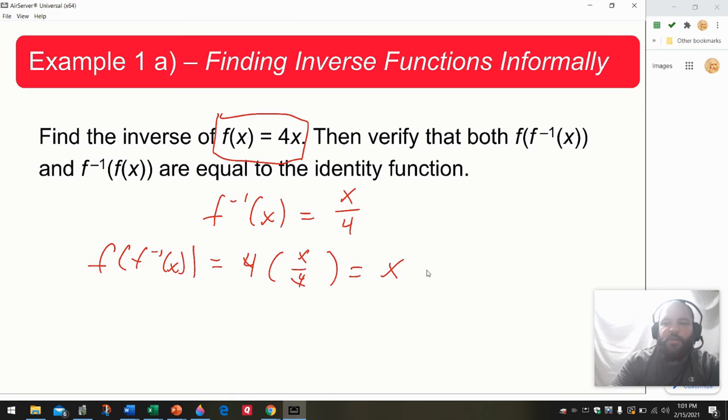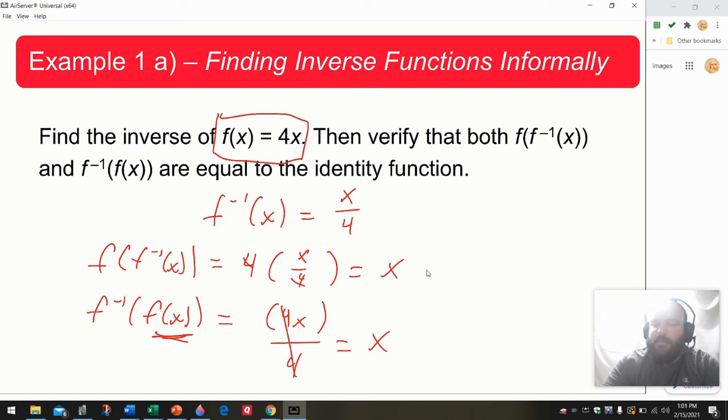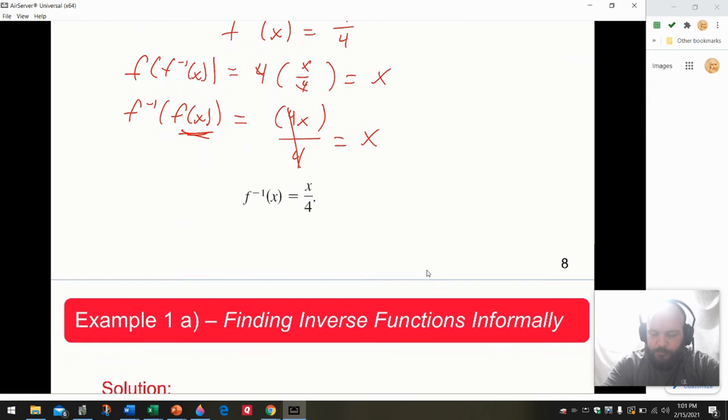That's good. Now you do have to show it the other way. So we need to do f inverse of f of x. So f inverse is the outer function, that is x divided by 4. f of x is going to go on the inside. So the f of x function is 4x. So I'm going to put that right there. You can see once again the 4's cancel, and I'm just left with an x. So there you go. Both of those functions, when we composed them, gave us the identity function, which means they are inverses of one another.